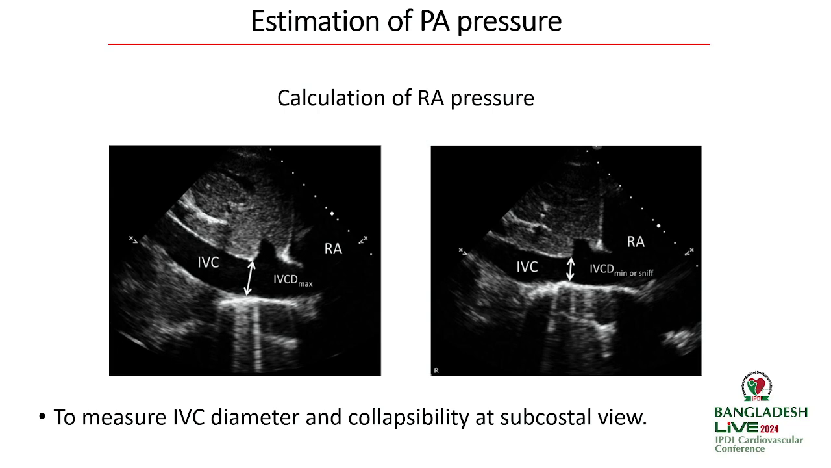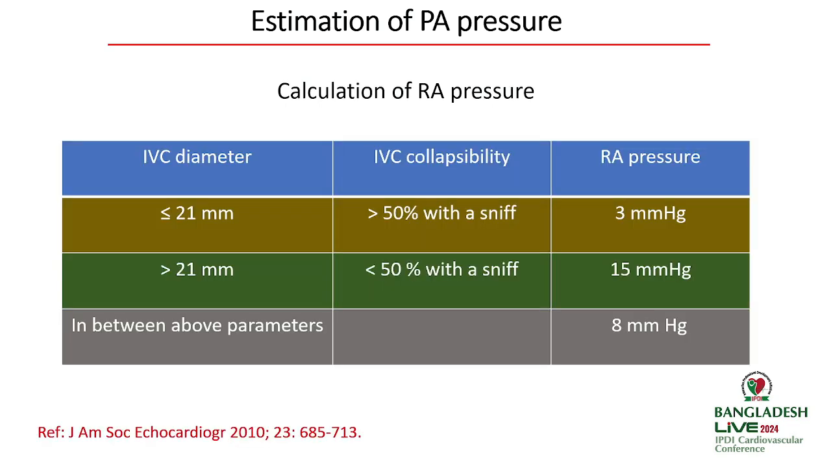And how can we get the right atrial pressure? Yes, from the subcostal view, if we see the IVC and the respiratory collapsibility of the IVC, we can take the right atrial pressure as 3 or 8 or 15 from this table, based on the IVC diameter and the respiratory collapsibility of the IVC.